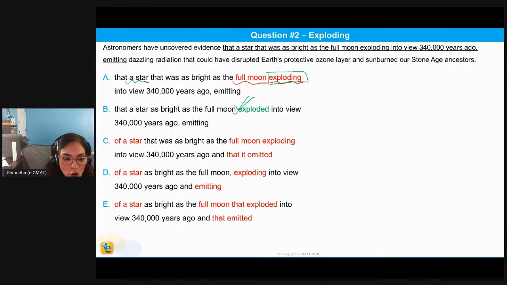And then we have a comma plus verb-ing modifier over here, which has been placed after a clause. A star exploded into view so many years ago. And as a result of this explosion, it emitted dazzling radiation. So here, the comma plus verb-ing modifier has been used to present the result of the modified action, which is exploded. The star exploded, and as a result, it emitted dazzling radiation. So choice B indeed is the correct answer.